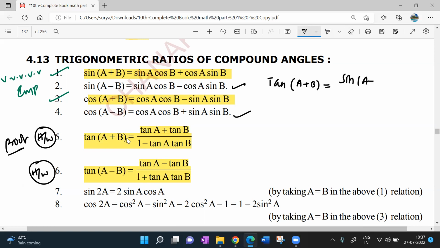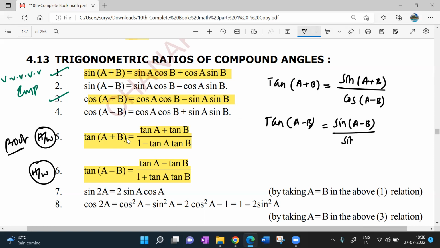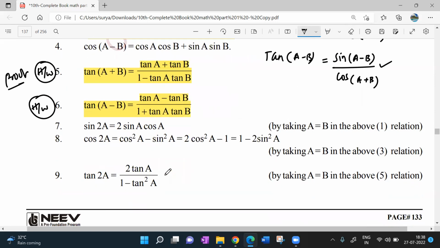Sin A plus B by cos A plus B. Am I correct? Do you agree with my point? Yes. Take the sin A plus B formula, beta. Substitute the cos A plus B formula here, and make an adjustment accordingly. Express the answer in the form of tan A plus tan B by 1 minus tan A tan B. Hope you are getting my point. The tan A minus B formula is also the same thing. All right, you just need to prove this. That is homework. Hope you got clarity.